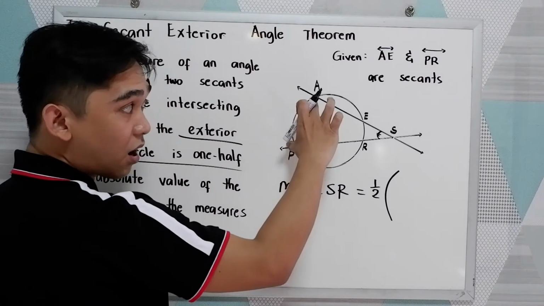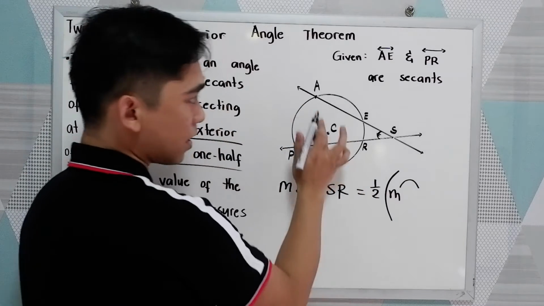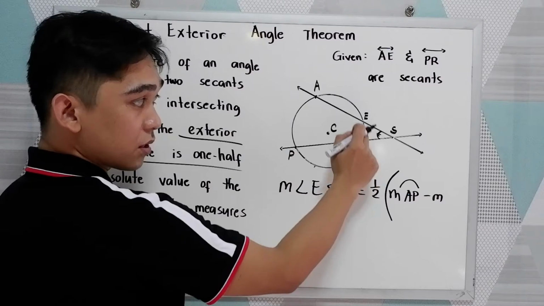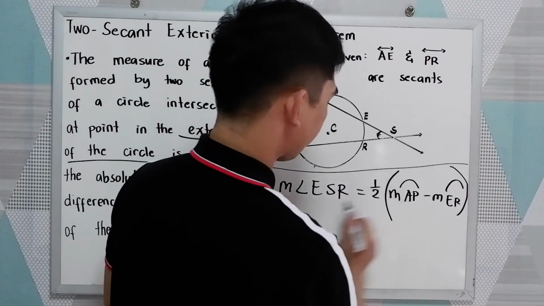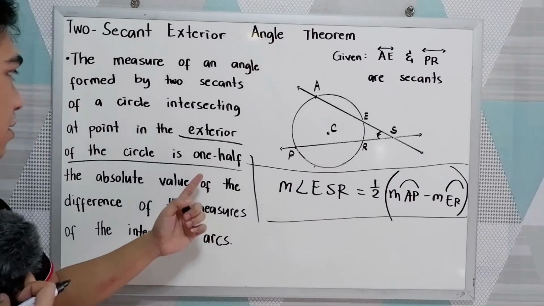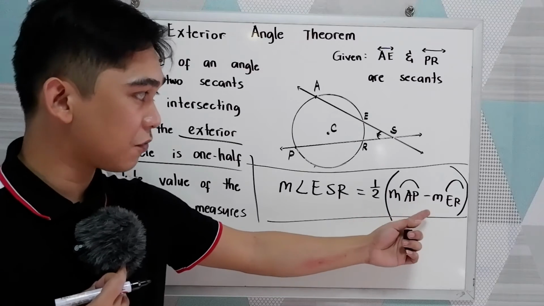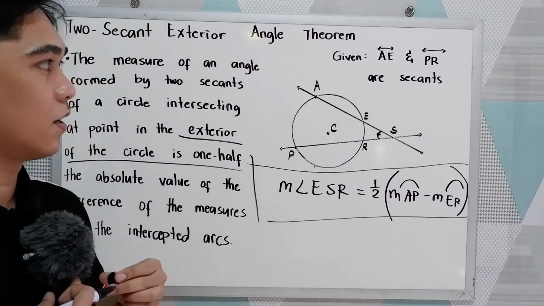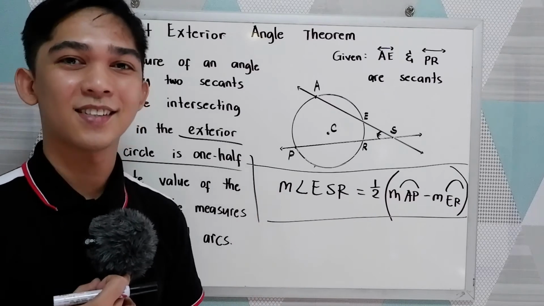So we have two intercepted arcs, so we need to get a difference. You have the measure of the arc AP minus the measure of the second arc ER. Okay, that would be our conclusion. Let us repeat. The measure of the angle formed in the exterior of the circle is 1/2 the absolute value of the difference of the two intercepted arcs. We have the arc AP minus the arc ER. To better understand this theorem, let's try to solve some exercises.